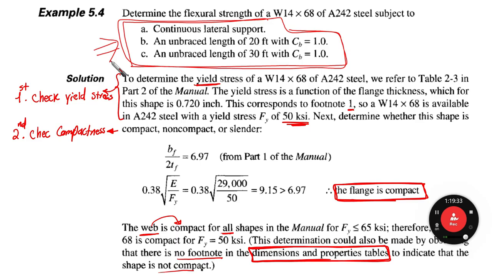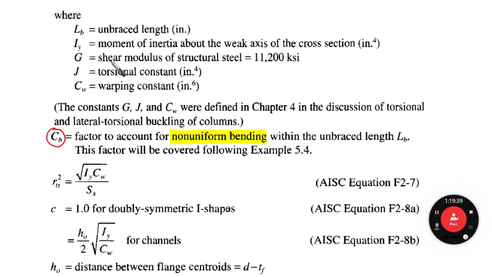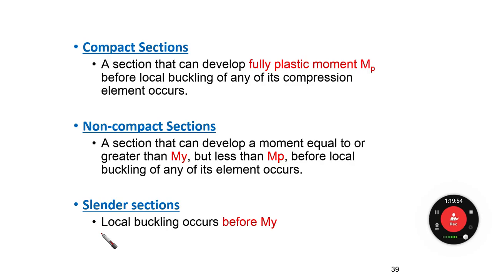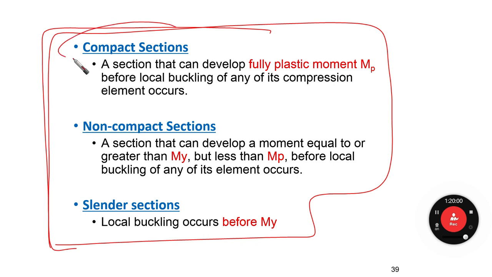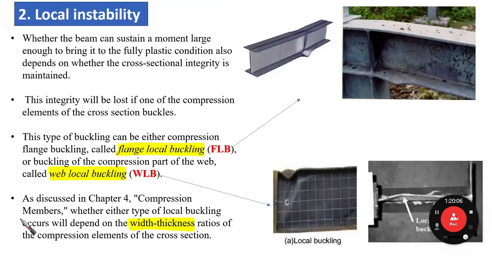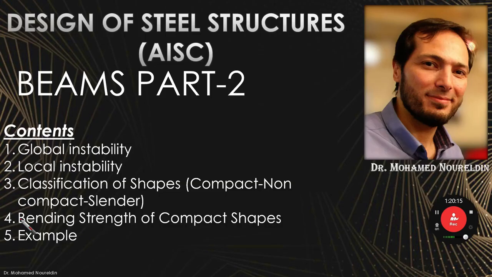So this brings us to the end of this video. I hope that you have understood everything that I've explained. Please remember that this slide is very important for you. Try to focus on this graph, and also the definitions. Try to focus on understanding the meaning of compact, non-compact, and slender sections. And finally, remember the global and local instability issues that I have explained. Thank you very much, and see you in the next video.